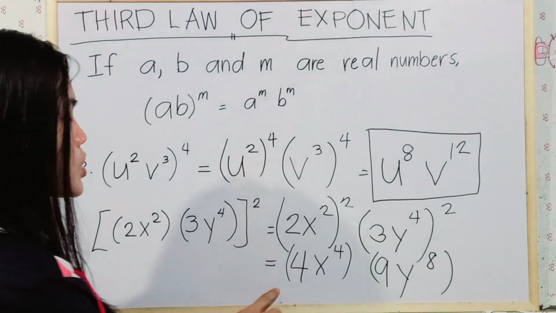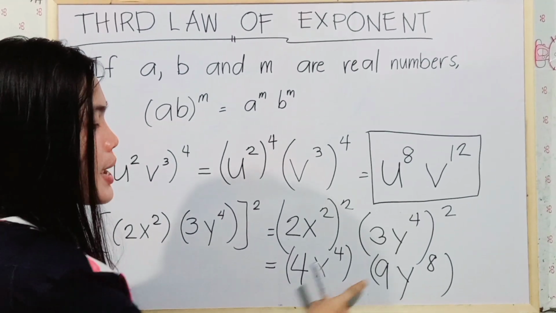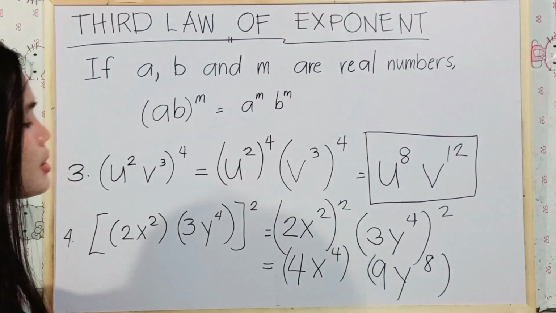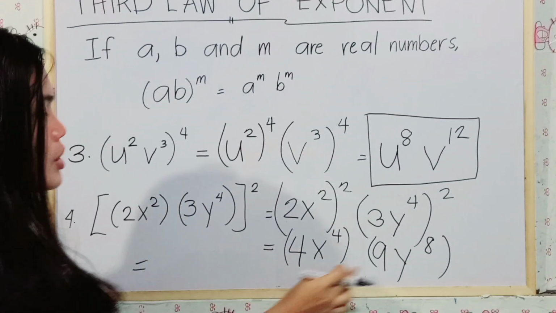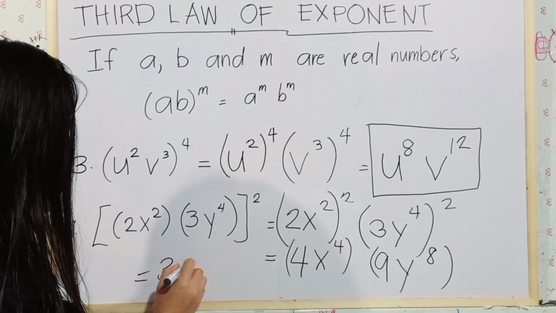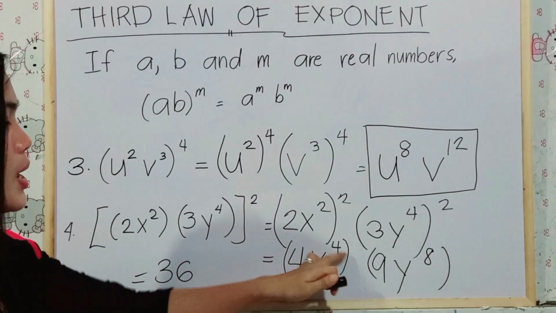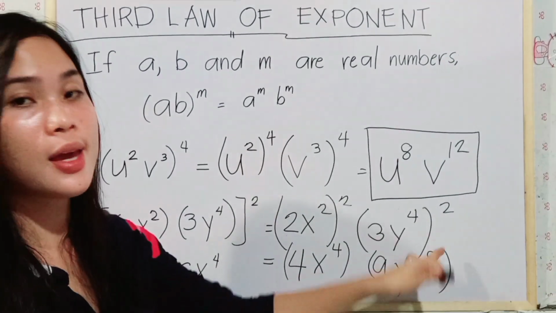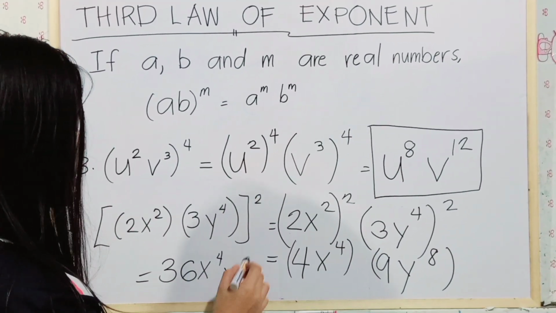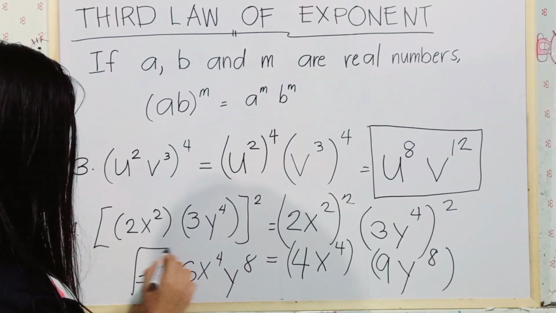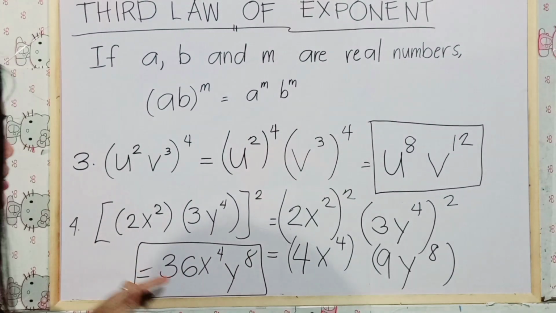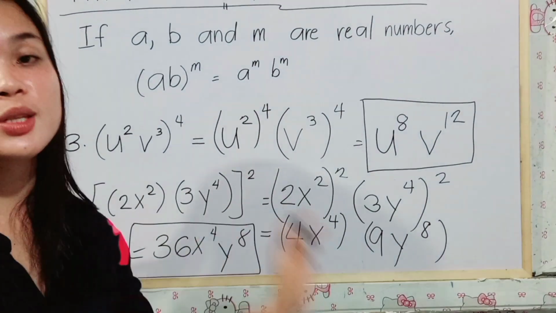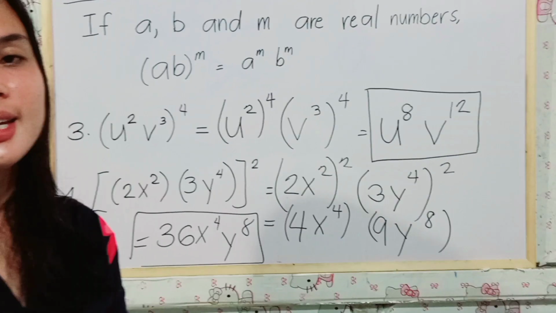What we are going to do is multiply the numbers. We have here 4 times 9, the answer is 36. And then copy x raised to the power of 4 and y raised to the power of 8. So our final answer is 36 x raised to the power of 4 and y raised to the power of 8.